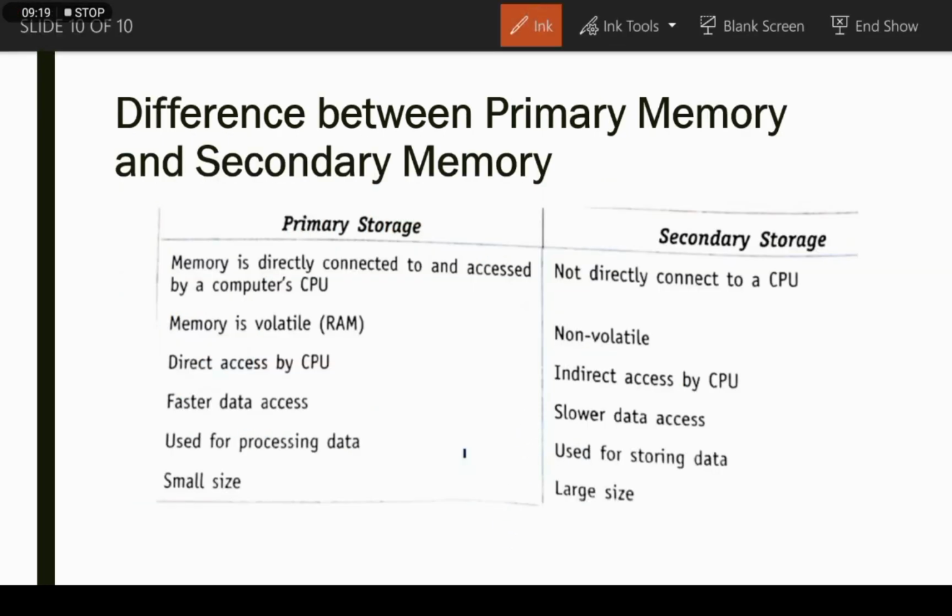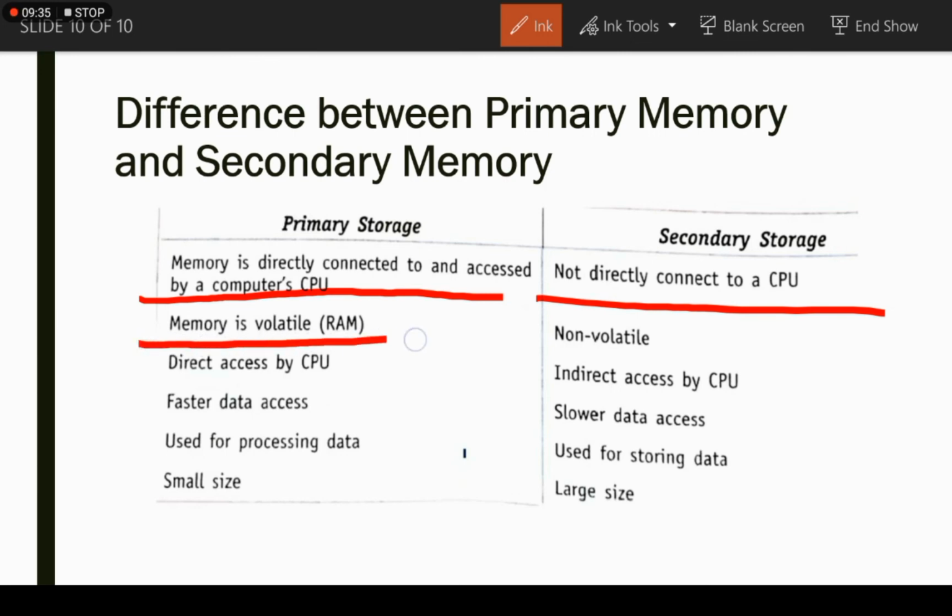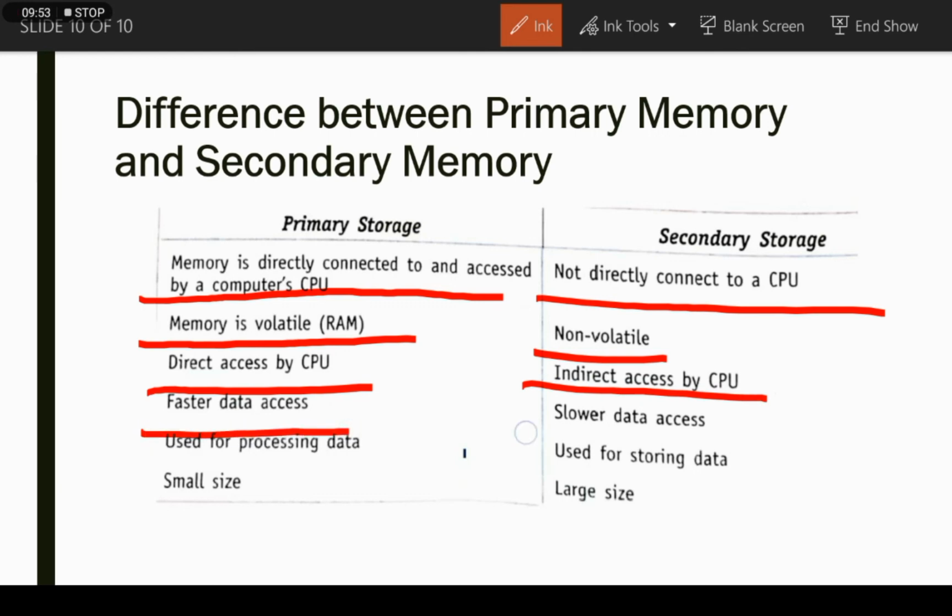There are some differences between primary and secondary memory. Primary memory is directly connected to and accessed by a computer's CPU, but secondary memories are not directly connected to the CPU. Primary memory RAM is volatile, while secondary memories are non-volatile. Primary memory is accessed directly by the CPU, while secondary memory is accessed indirectly. Primary memory has faster data access, and secondary memory has slower data access.